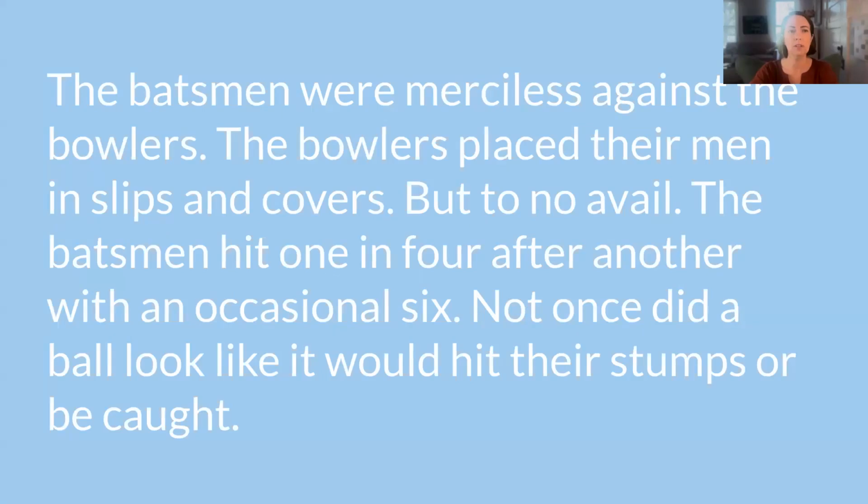And I don't think we've done this one before, but let's read this one. The batsmen were merciless against the bowlers. The bowlers placed their men in slips and covers, but to no avail. The batsmen hit one 4 after another with an occasional 6. Not once did a ball look like it would hit the stumps or be caught. This was an excerpt from a newspaper, but it might be helpful to tell you that that newspaper was in England. So what is this referring to?